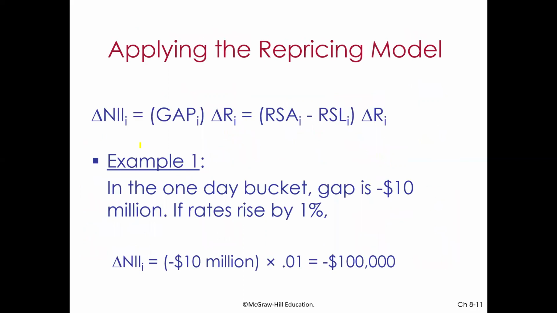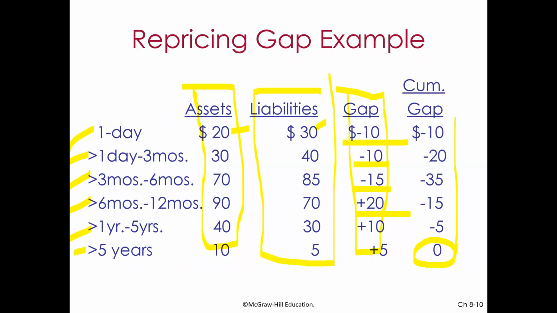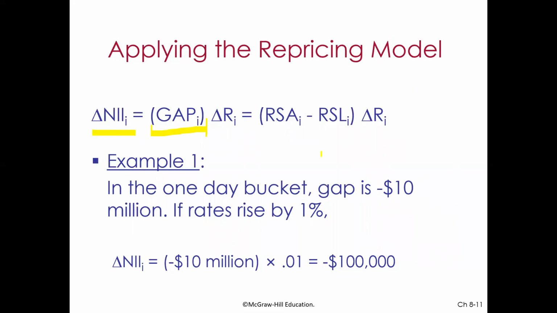Look at this example. How do we calculate the effect of interest rate changes on net interest income from this rate sensitive assets and liabilities gap? So what we do is look at this model. On the left-hand side, we have delta net interest income. It means the change in net interest income. This is the gap, as I already showed you in the last slide: the difference between rate sensitive assets and rate sensitive liabilities, multiplied by the change in interest rate. So it essentially means that given a gap, if the interest rate changes by a certain magnitude, this is how the net interest income will be affected.